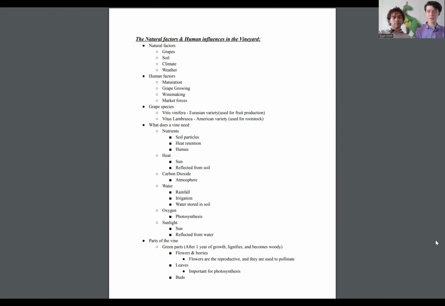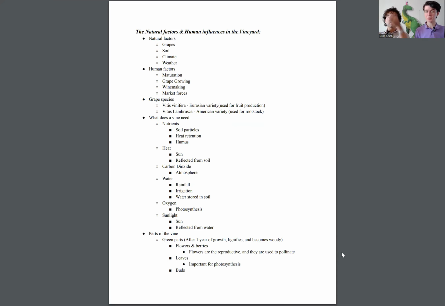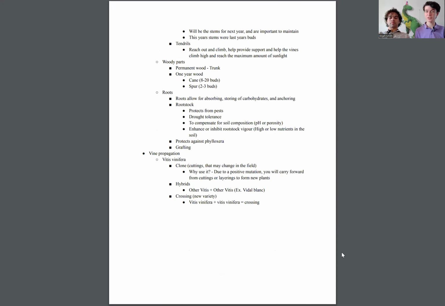So we've got to talk about the parts of the vine themselves. And the little joke intro that we were doing, we were talking about how they can be broken down into green parts and brown parts. So the green parts, there are four main parts that we're looking at. We're talking flowers and berries, your leaves, your buds, and your tendrils. So the flowers are for reproduction, so the plant can propagate itself further into the future. Your leaves are going to be the most important for photosynthesis. That is what's going to capture the sunlight and convert it into sugar and whatnot.